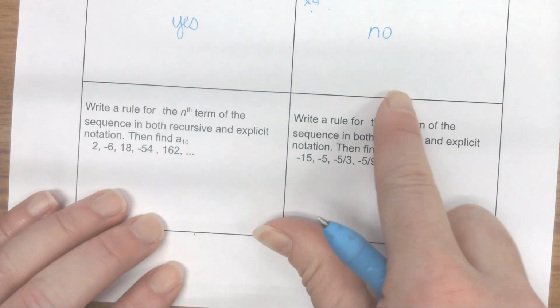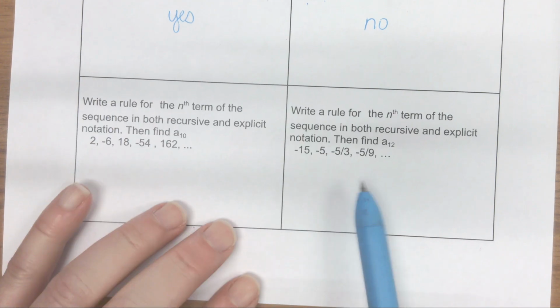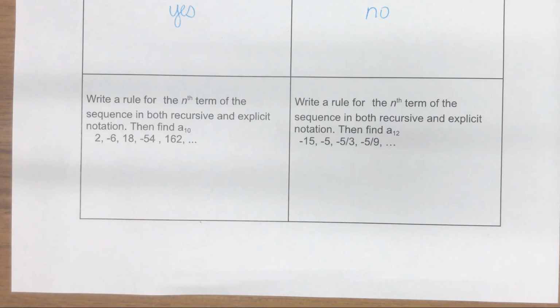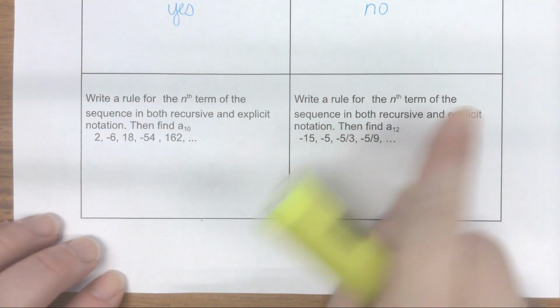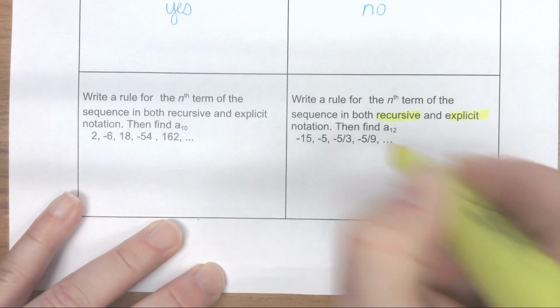So let's practice doing these. I think that since you guys have done explicit, I don't think I need to do both of these. Let's pick the one that maybe involves a fraction, since we always need to work with fractions, okay? Let's pick to do this one. So I ask you to write the rule for the nth term of the sequence, both recursive and explicit, and then find the 12th term.